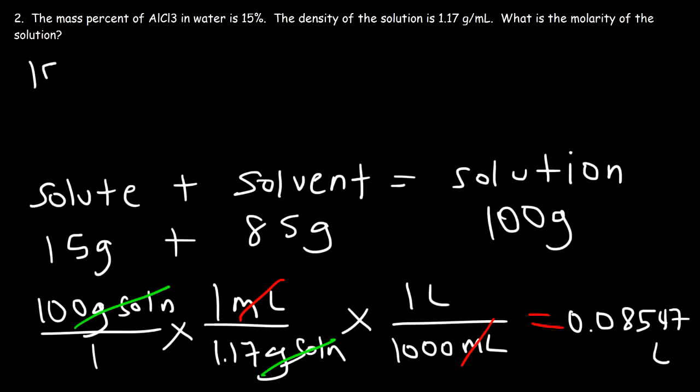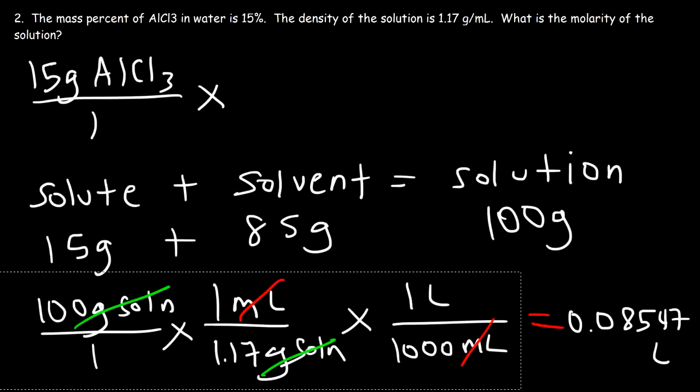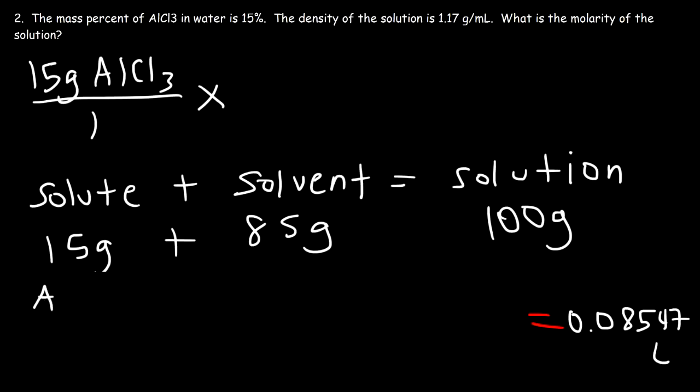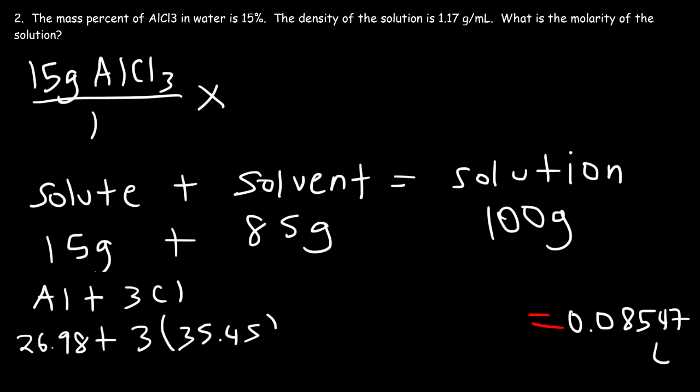Now let's start with 15 grams of aluminum chloride, and let's convert it to moles. So first we need to get the molar mass of AlCl3. So we have 1 aluminum atom and 3 chlorine atoms. So aluminum is 26.98 based on the periodic table, and chlorine is 35.45. So this adds up to 133.33 grams per mole. So now let's convert grams to moles.